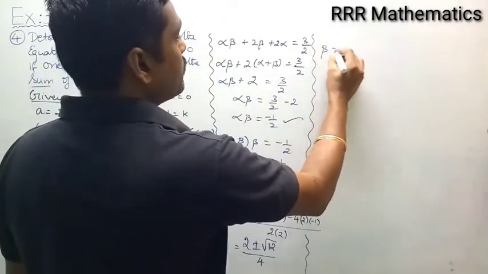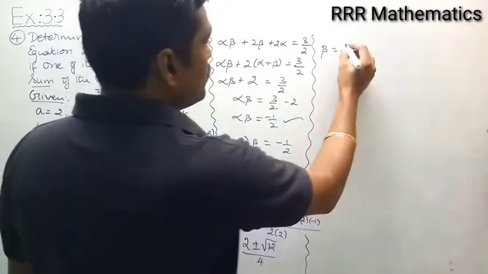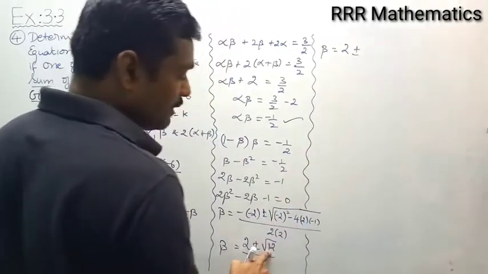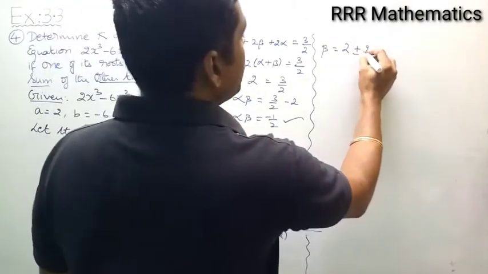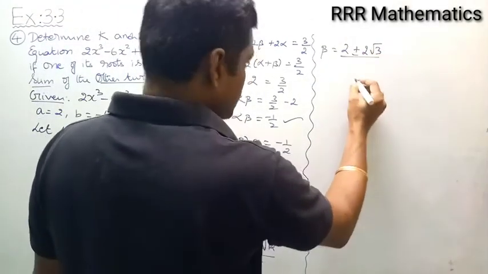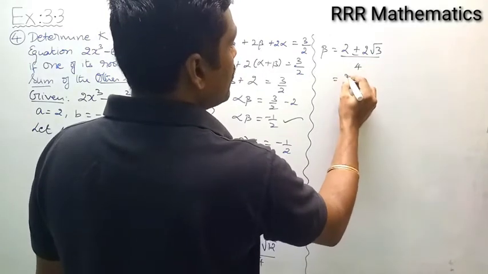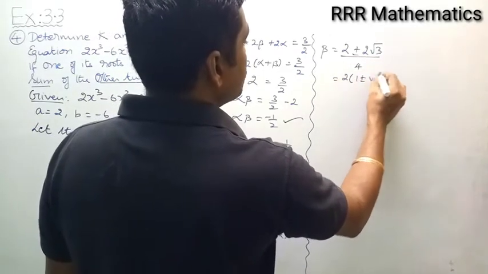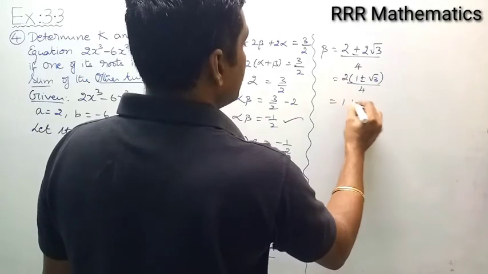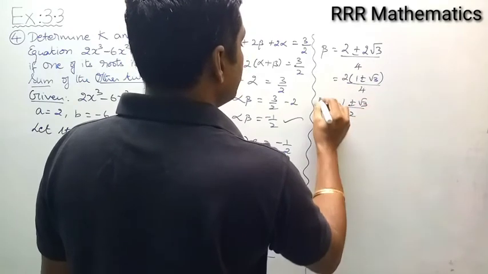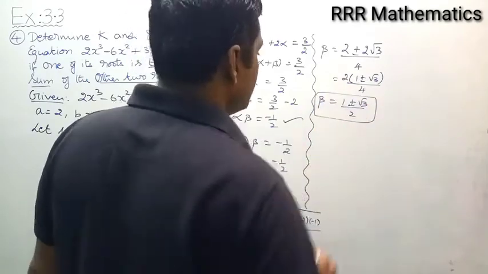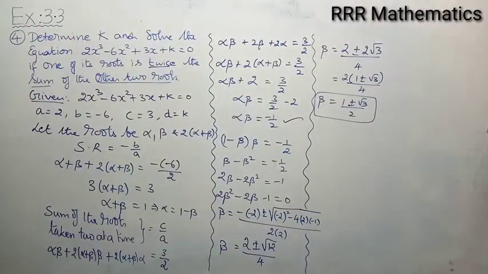Therefore, beta equals 2 plus or minus 12, which can be written as 4 into 3. It will be 2 root 3 by 4. When you take 2 common, 1 plus or minus root 3 by 4. It will be 1 plus or minus root 3 by 2. So in this case, beta equals 1 plus or minus root 3 by 2.